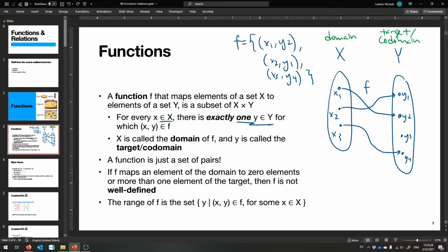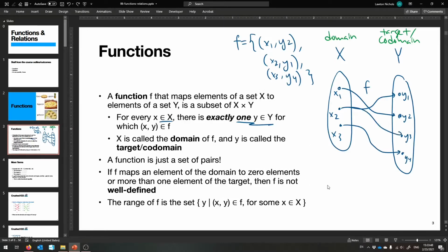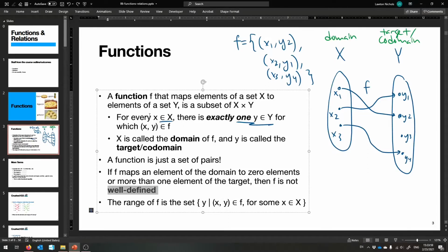So if the function took an element of the domain to 0 elements of the target, then it's not well defined. Or if it took it to more than one element of the target, then it's also not well defined. You have to map exactly one. So this is wrong: mapping in 2 places, or forgetting an x4. That's also wrong. That's called not well defined. A function is well defined if this is true.